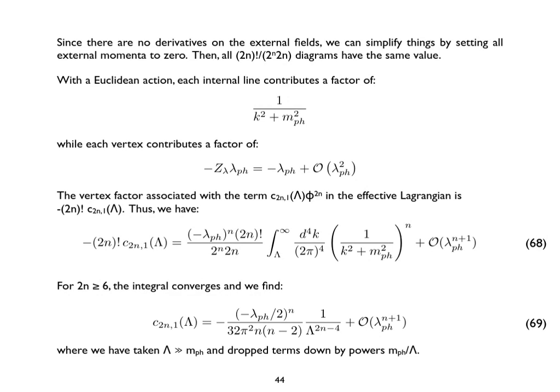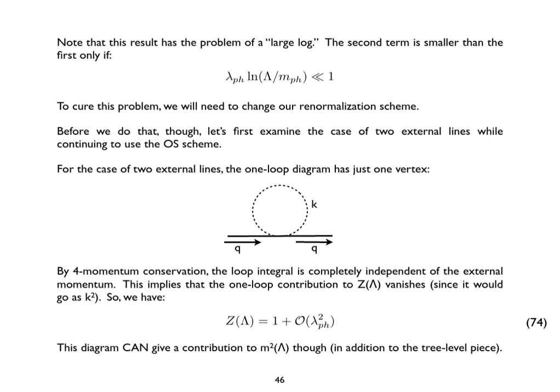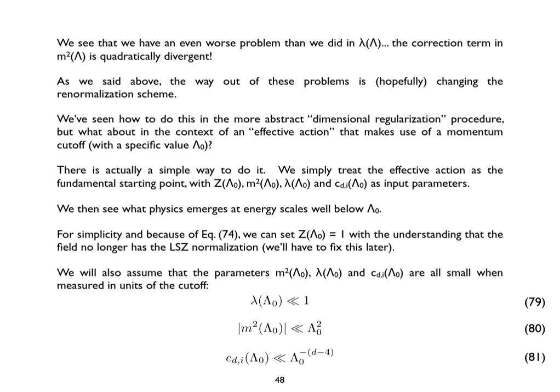So if you wrote down a phi to the 6th term, you would have some 1 over lambda squared in your coefficient. It comes naturally when you integrate out the higher modes. It comes from this integral, which is just the propagator, integrating from lambda up to infinity. So it's the effect of the higher modes.